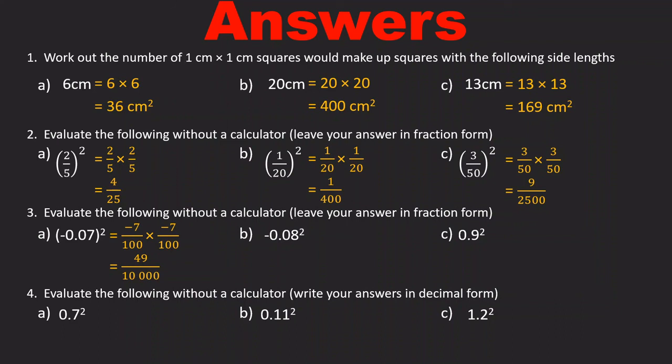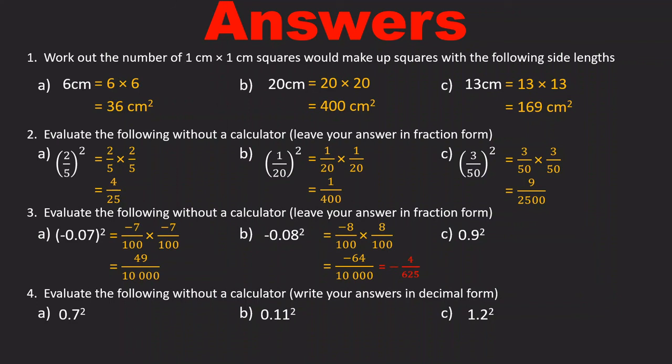For question B, there's a negative sign here, but it's not in brackets. The square is only affecting the 0.08. So this is negative 8/100 times 8/100. And negative times a positive will be negative. So this is going to be negative 64 over 10,000. And that fraction, I hope you notice, can be simplified. We always simplify whenever we can.